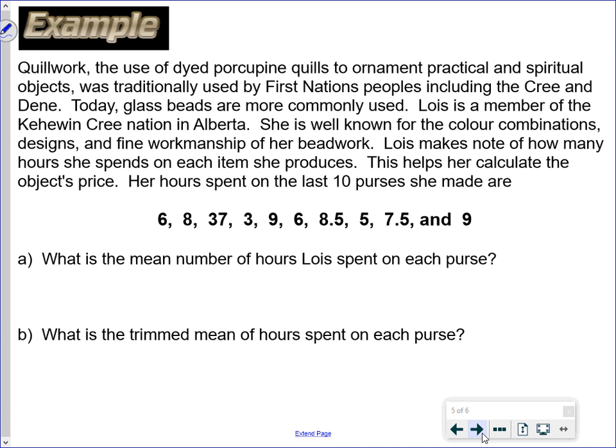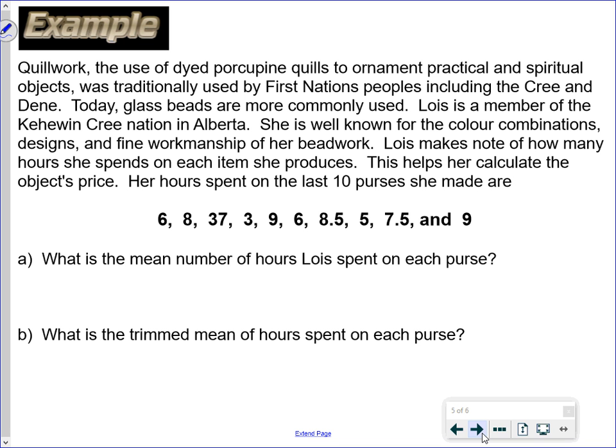So Louise has been making these purses, and she keeps track of how long she spends on each item that she produces. So this helps her calculate the object's price. Her hours spent on the last 10 purses she made are 6 hours, 8 hours, 37, 3, 9, 6, 8.5, 5, 7.5, and 9. So what is the mean number of hours Louise spent on each purse?